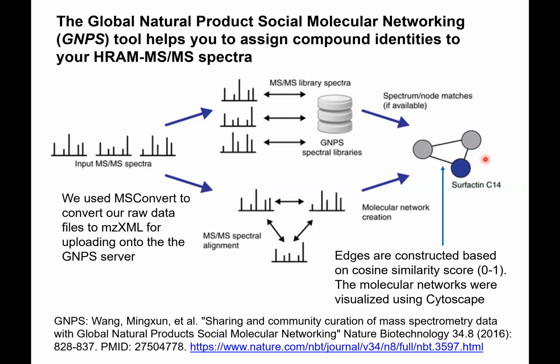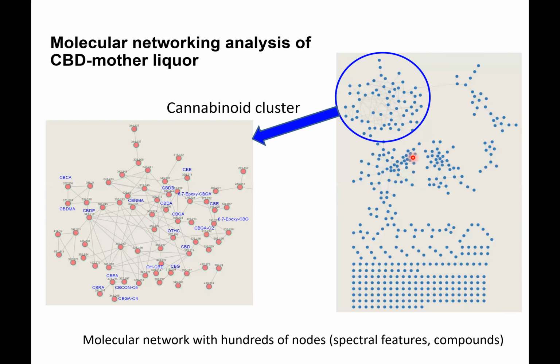And then, suppose you know this blue node, so the blue compound, suppose that is in your library, but not the gray ones. Then at least you know these gray ones are structurally related to the blue one, and it allows you to make at least an attempt to assign the structure to these gray ones based on the similarity to something that you do know.